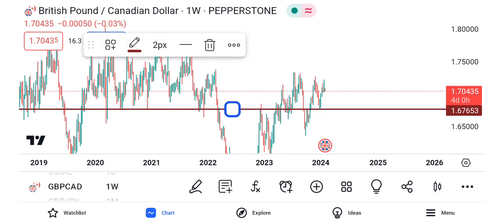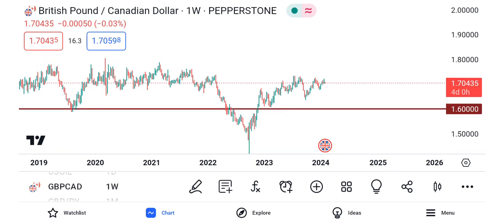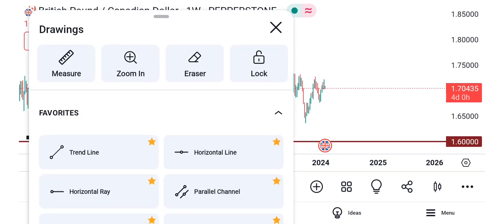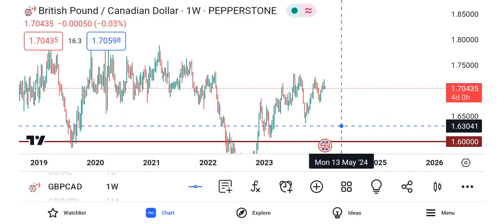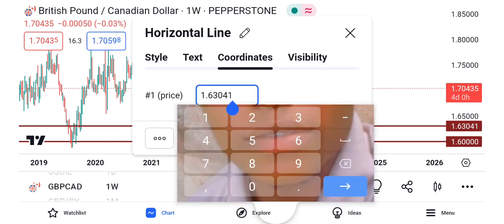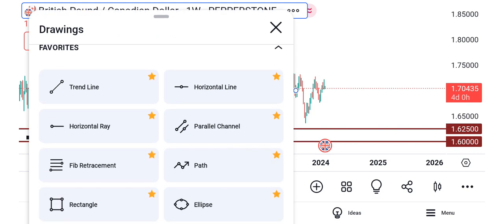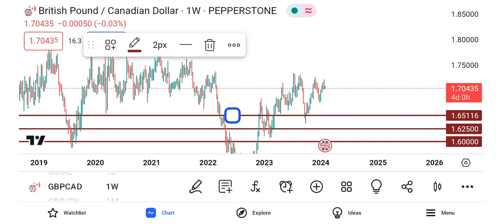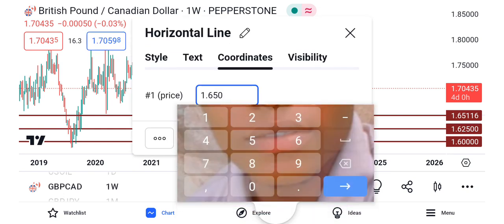So then let's modify. We round the figure up to 1.6000. You see, then we add 250 pips, so it should be 1.6250. Adding another 250 pips to it, that will be 1.6500.